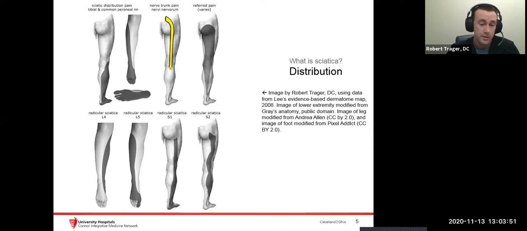And patients don't necessarily have to have just one of these things. There can actually be a blend of things. So sciatica, very broad. There's a lot of things that can cause it, and it can present in many different ways.